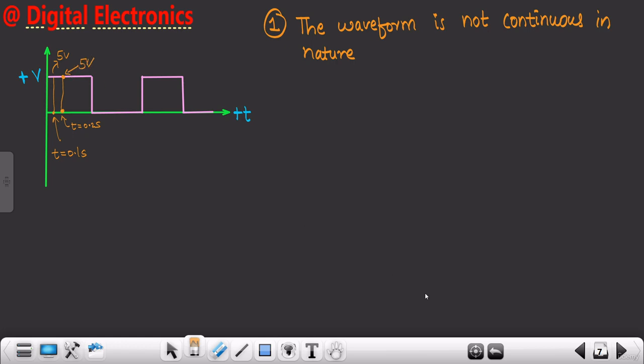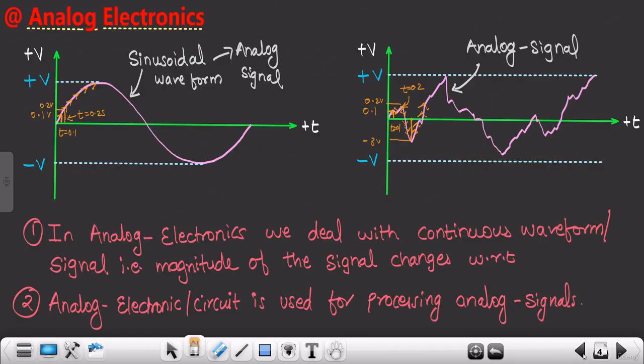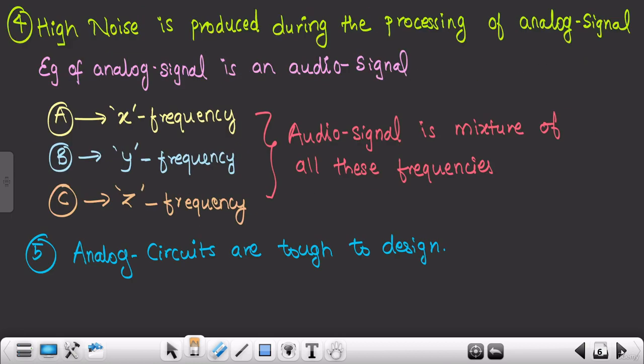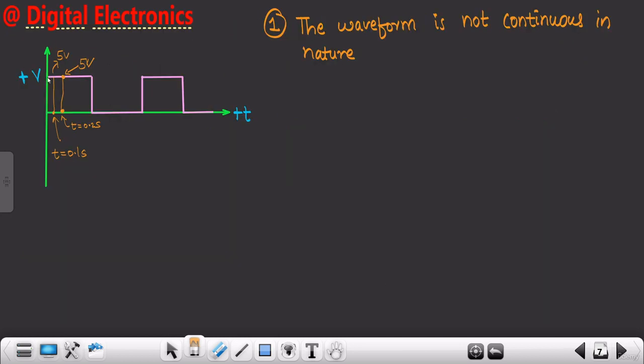As you can see, in case of analog electronics, at every instant the voltage was changing. For 0.1 second we were getting 0.1 amplitude, and for 0.2 second we were getting 0.2 voltage. But in case of digital electronics, we are getting constant amplitude even though the time is changing rapidly. I hope you are getting my point.